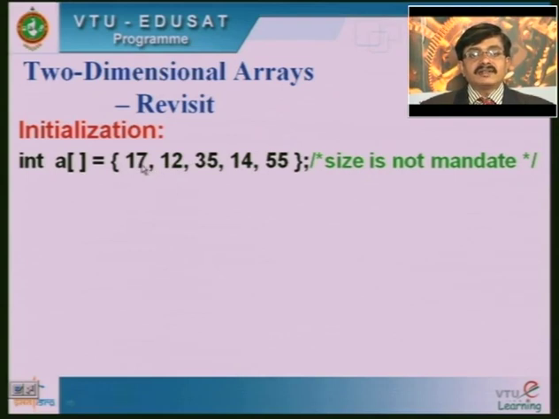So, here we can see 17, 12, 35, 14, 55. Altogether, I am mentioning 5 elements there. Since I am mentioning 5 elements, and each integer will take 2 bytes of memory, 10 bytes of memory will be allocated and the size of the one-dimensional array is computed as 5. So, here it is not mandatory that I should mention the size of the array.